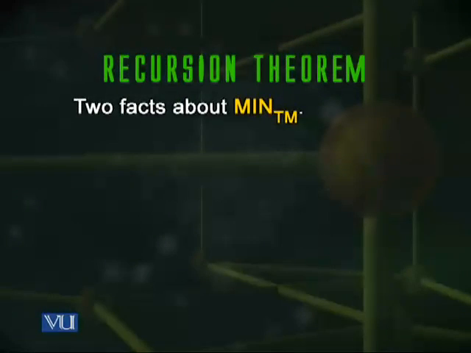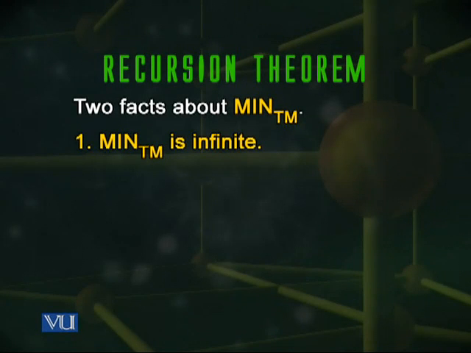The two facts about min-TM are the following. Firstly is that min-TM is infinite. It contains infinitely many Turing machines. That's obvious since there are infinitely many languages, infinitely many Turing recognizable languages, and for each language there must be exactly one Turing machine in min-TM, so the total number of Turing machines in min-TM is infinite.